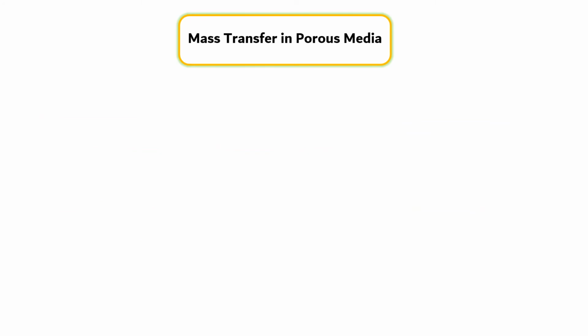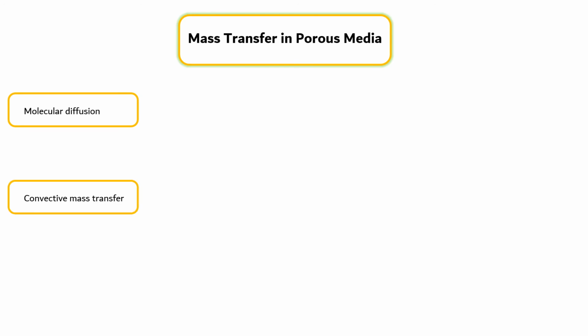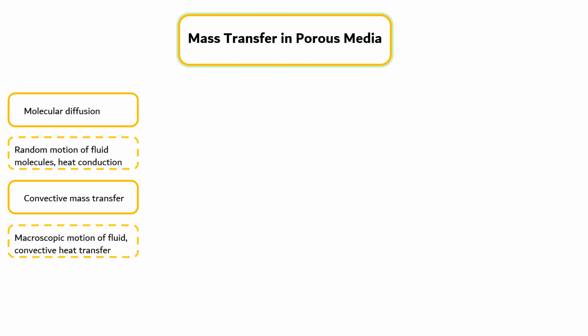The mass transfer process in porous media includes molecular diffusion and convective mass transfer. Molecular diffusion is caused by the random motion of the fluid molecules or solid microscopic particles. It corresponds to the heat conduction mechanism in the heat transfer process. Convective mass transfer is caused by the macroscopic motion of fluid and corresponds to convective heat transfer.